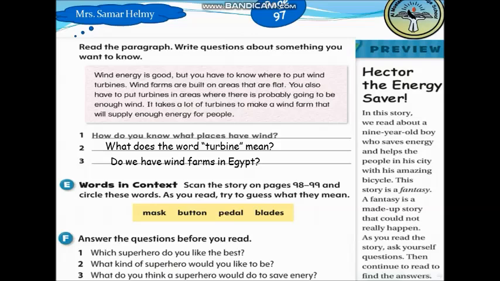Now let's see this preview about the story we are going to read. Hector, the energy saver. In this story we read about a 9-year-old boy who saves energy and helps the people in his city with his amazing bicycle. This story is a fantasy. What's the meaning of the word fantasy? A fantasy is a made-up story. It's not realistic. It's not real. It could not really happen.